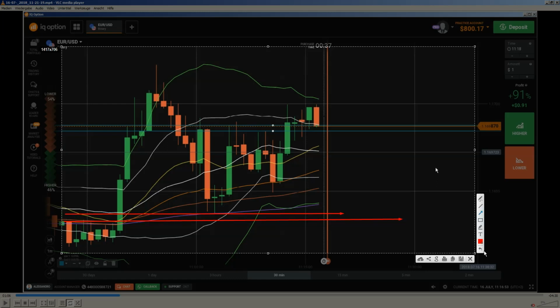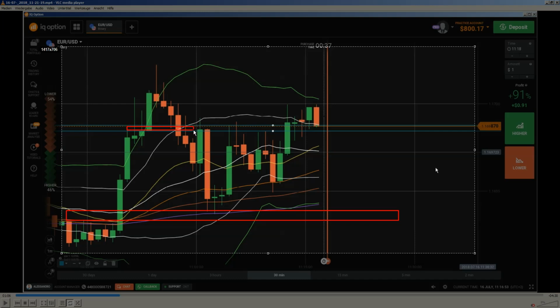Okay, wait, I will do this in some other way. I will do this with rectangles to show you the area. This is an area here. You see here the change of polarity. We have resistance here, and here we have support. The same is valid here. This is the area we have here. It starts as resistance, here we got support, and here resistance, support again. That is how you should view your support and resistance areas.